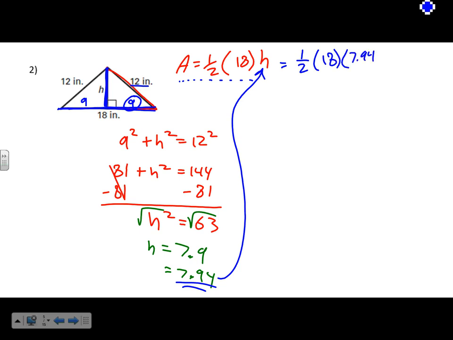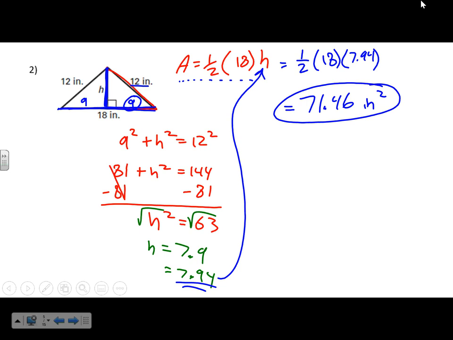And again, if I were you, I would just type that in my calculator. 0.5 times 18 times 7.94. Okay, hold on. Didn't type it in right. That ends up giving us 71.46. And again, technically that's inches squared, but you don't need to worry about the inches squared. Don't even think about it. 71.46 is fine. And again, if you want to round that to 1 decimal and put 71.5, I can live with that.